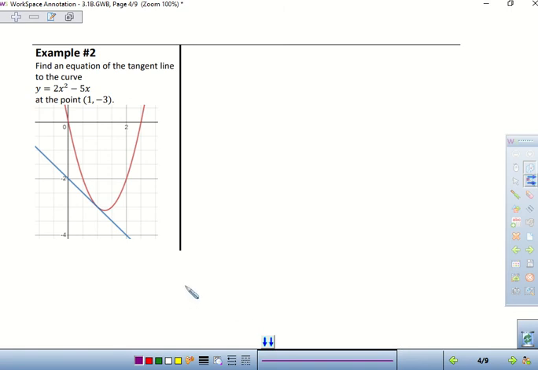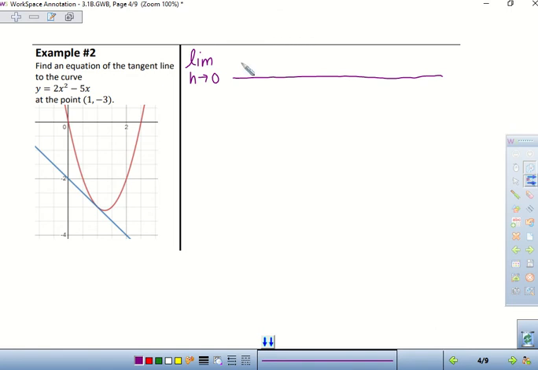It says find the equation of the tangent line to the curve at the point (1, -3). So step one is we need to find the derivative of the curve by using the formula. The formula is the limit as h approaches 0. And then in the formula, we're going to go ahead and plug in. Make sure you guys are all getting this down.